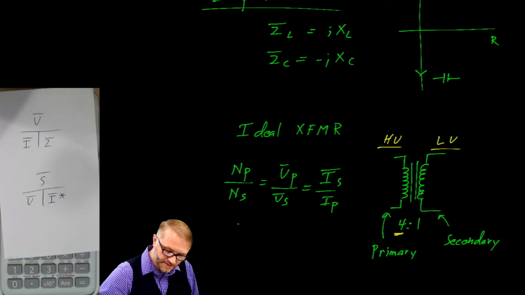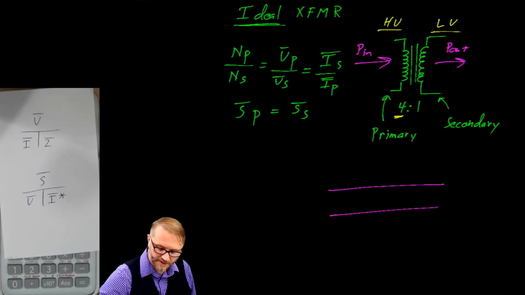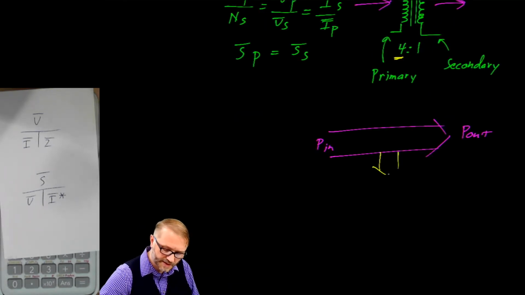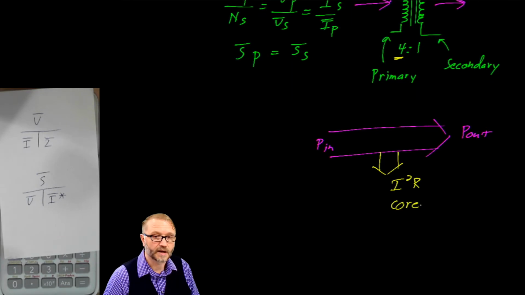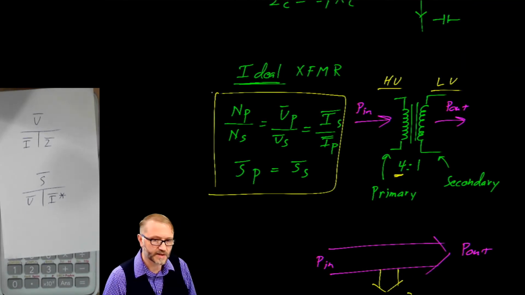And of course, the other piece we need to know is that the complex power in the primary is equal to the complex power in the secondary. On a power flow diagram, it would look like this. Power in, power out. There would be no losses. For our next discussion, we'll actually talk about some of these losses. We'll talk about the I squared R losses, and we'll talk about the core losses that are associated with a non-ideal transformer. But for now, that's what you need to know for an ideal transformer.